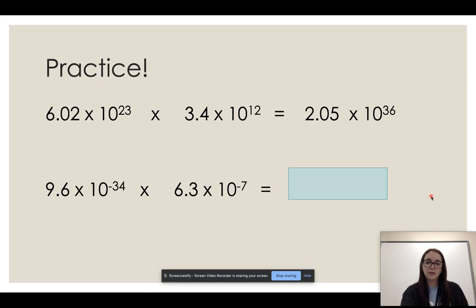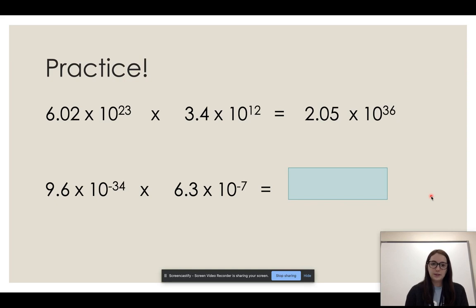Remember, when you are solving with scientific notation, because we have 2 decimal places for 6.02, you're going to round to 2 decimal places. In this case, you get an answer of 2.0468. Because the 6 is our 3rd decimal, we can round that 4 up to be 5.